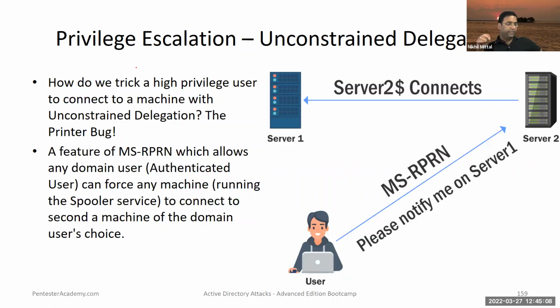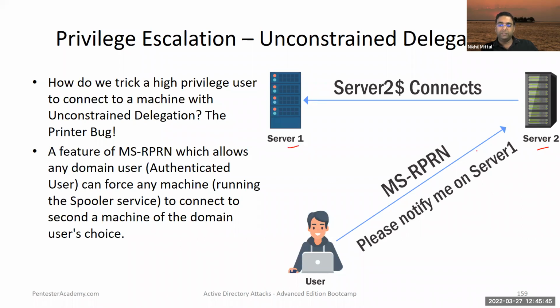That is, in place of waiting or tricking a user, how do you force a high privilege user to connect to a machine with unconstrained delegation? We can use a feature of MS-RPRN, the protocol used by the print spooler service, where any domain user, that is any authenticated user, can connect to a machine and tell it to notify the user on another machine.